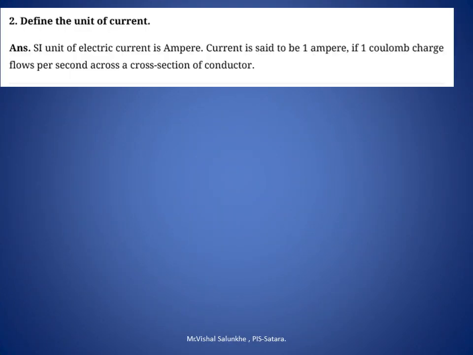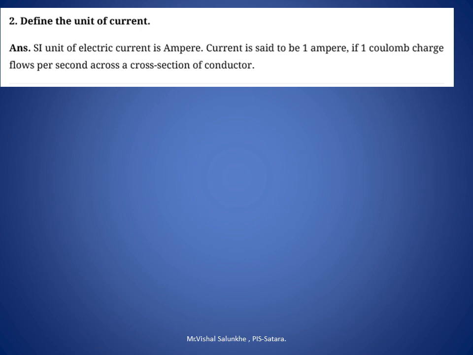Next, define the unit of current. The SI unit of electric current is ampere. My dear student, we know the definition of electric current: it is the rate of flow of charge with respect to time. Means current I is equal to charge Q upon time T. If you write the formula of current in the form of symbols of its unit, then current I can be represented by A, that is ampere, is equal to 1 coulomb upon 1 second.